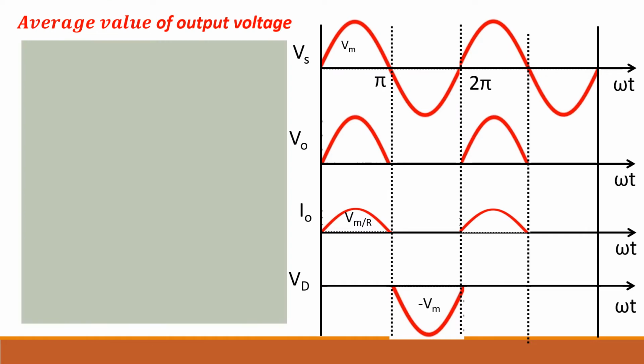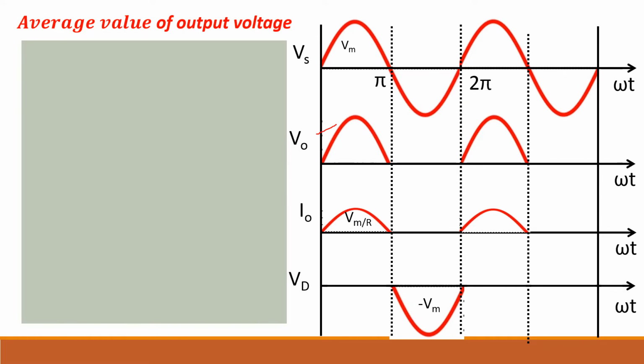So when we see the output voltage, it doesn't appear to be a DC voltage because a rectifier converts AC to DC. But this doesn't look like a DC waveform because it contains this AC component. So it is necessary to find the average value of this waveform so that we can say that this is the output voltage of my rectifier. So we will find the average value for this waveform.